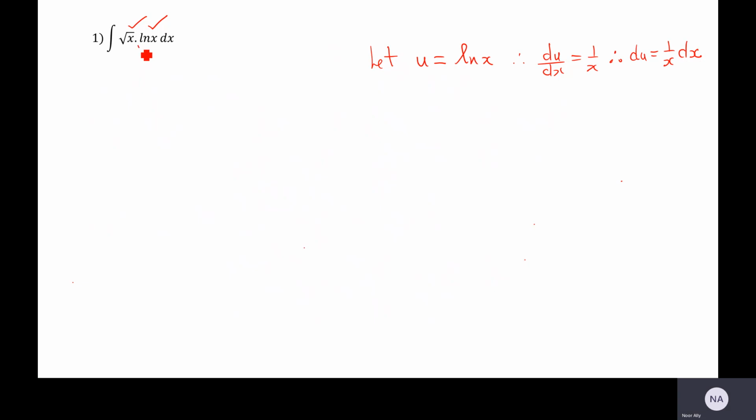So we've chosen ln x to be equal to u. Then the rest of the integrand, in other words, the other function, square root of x together with its differential dx, you allow that to be equal to dv. So you let dv equal to square root of x dx. Now, we have a u and we have its corresponding differential du. As far as v is concerned, we only have dv.